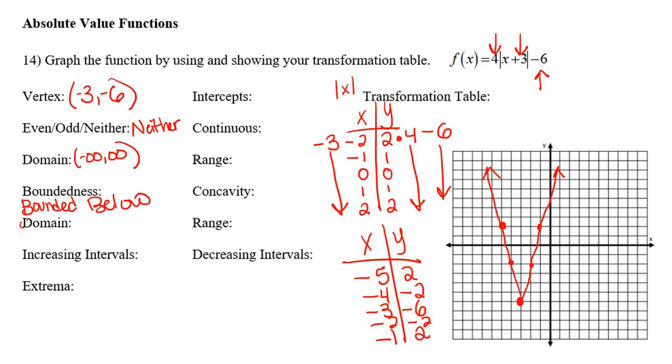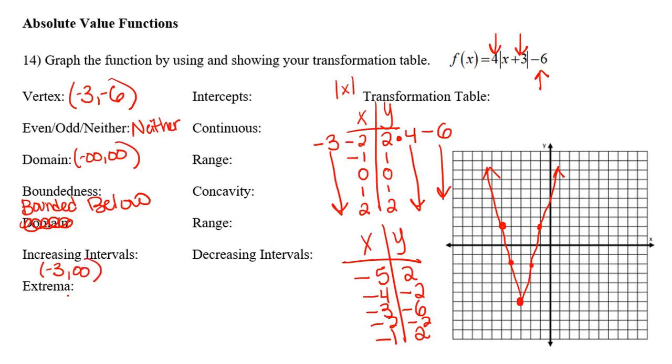I don't know why I asked for domain again. Must have really wanted it that time when I wrote this paper. Increasing intervals, well, where does it look like I'm going up? Well, it starts at -3, right? And then goes up forever positive. So I'm going to say from -3 to positive infinity.